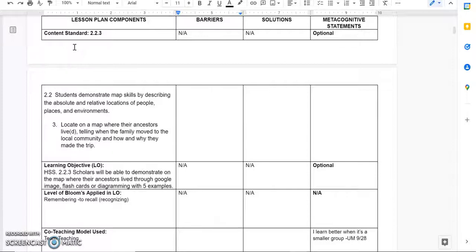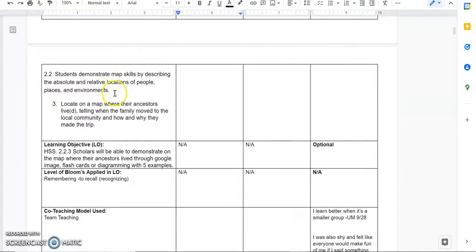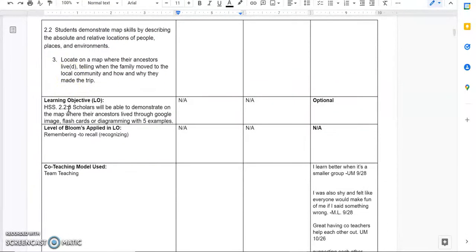This is our lesson plan from Pod B Grade 2A. So our content standard is Grade 2.2. Students demonstrate map skills by describing the absolute and relative locations of people, places, and environments. And our substandard is locate on a map where their ancestors lived, telling when the family moved to the local community and how and why they made the trip.